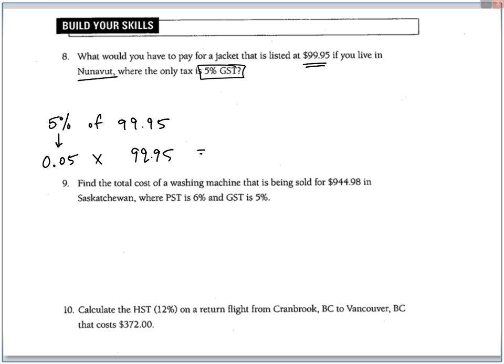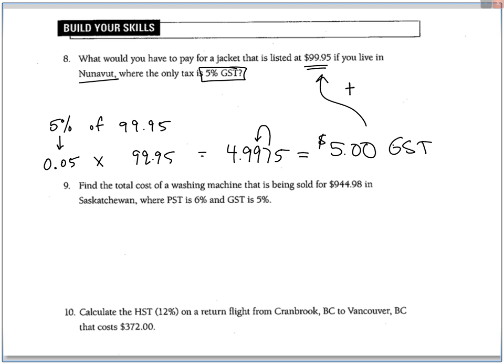So 0.05 times 99.95. I got 4.9975. Remember, this is money, so you look at the third decimal. It rounds it up. 9 rounds the 9, 9 rounds the 4. So this is $5. You pay $5 GST. So the $5 you'd pay for GST plus the price of the jacket. So basically just take the price of the jacket, $99.95, and add $5 to it. So add those together, you get 104.95. So you would end up paying $104.95.